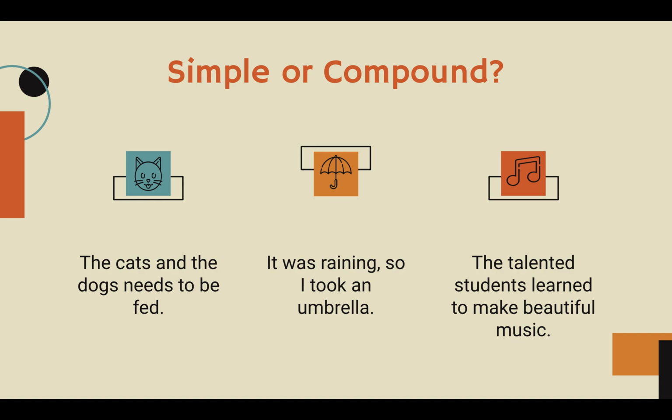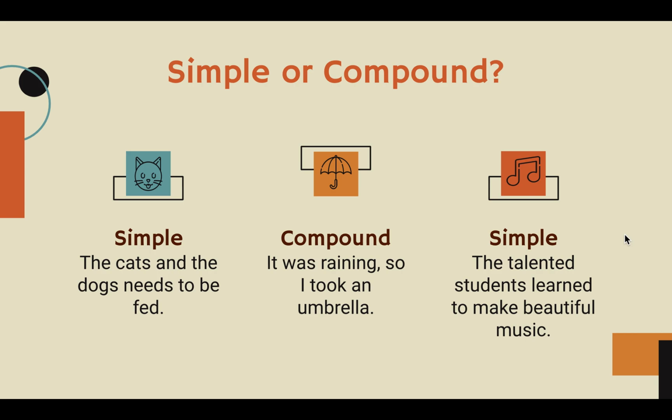Okay, that was super fast. Here are the answers. The first one, simple, right? Even though it has the cats and the dogs, it seems like 2 subjects. Remember that this is a compound subject, and we can tell because there's just one verb, needs. Number 2 is compound. Can you identify the fanboys? It's so. And number 3 is simple. This is a long sentence, right? But only one subject and only one verb. The talented students is the subject and learned is the verb, okay?